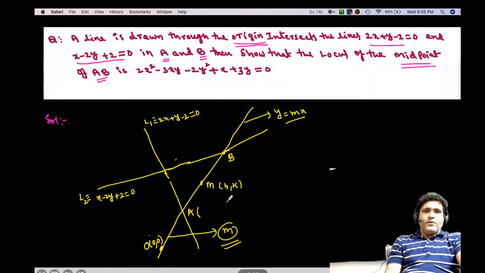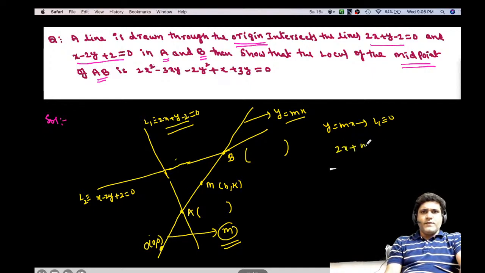So now find the coordinates of A and B in terms of the parameter m. How to find the coordinates of A? This line, y = mx, intersects the first line 2x + y - 2 = 0 at A. Therefore y = mx satisfies L1. Put y = mx in L1: 2x + mx - 2 = 0. Therefore x(2 + m) = 2, so x = 2/(2 + m). This is the x coordinate.